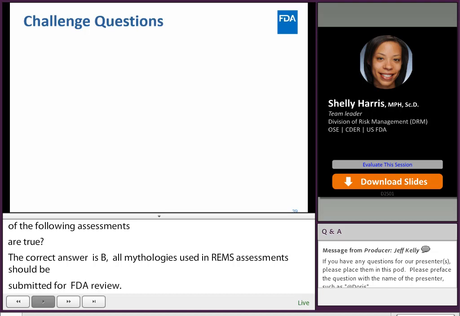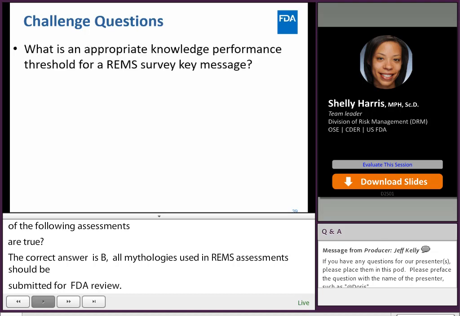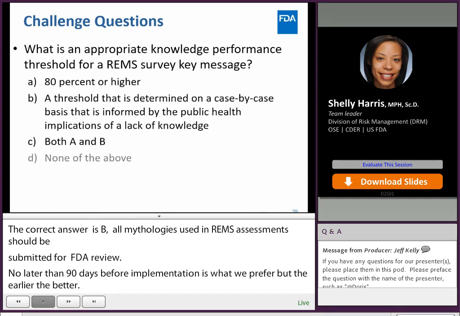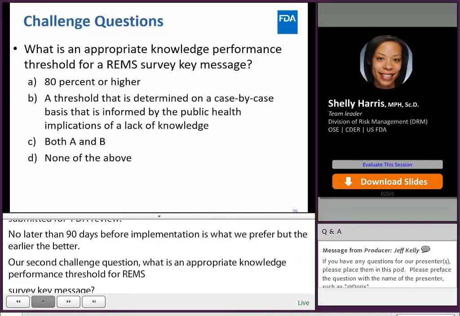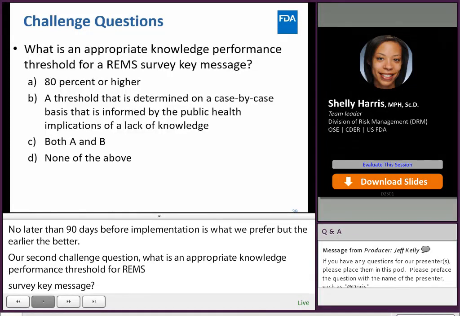Our second challenge question. What is an appropriate knowledge performance threshold for a REMS survey key message? A, 80% or higher. B, a threshold that is determined on a case-by-case basis that is informed by the public health implications of a lack of knowledge. C, both A and B. Or D, none of the above.